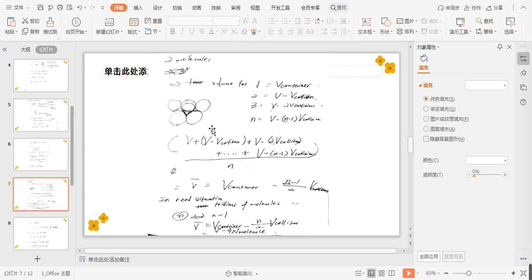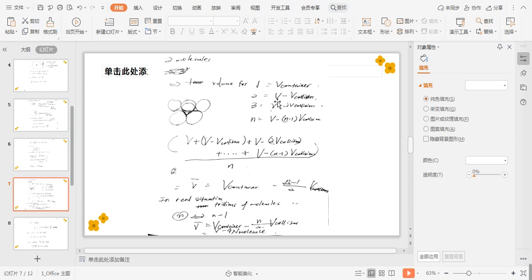And we'll find that in a closed container, suppose the container's volume is V container, the volume available for one molecule is V container. But if the second molecule wants to enter the container, the available volume for two becomes V minus V collision.